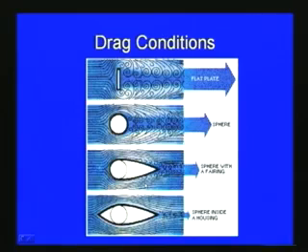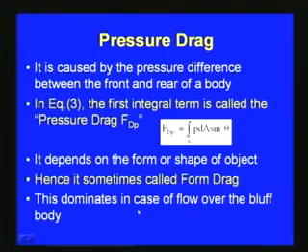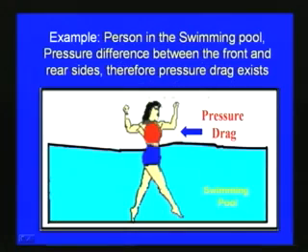In the case of this and here also the pressure drag will dominate, but when it is placed this way, the pressure drag reduces and the shear effect will be much larger. So, the pressure drag dominates in the case of flow over a bluff body. Here is another example, a person in a swimming pool. There is a pressure difference between the front and rear sides, therefore pressure drag exists, and that we have to consider.